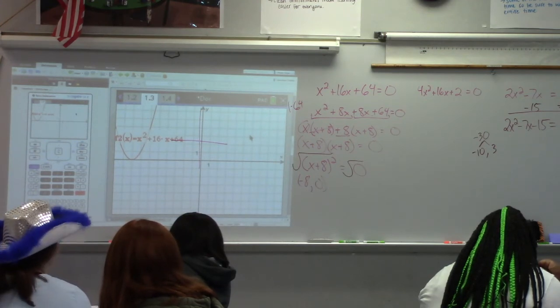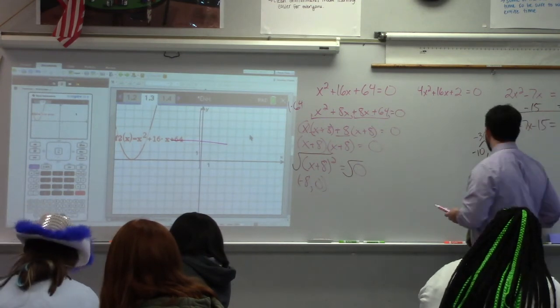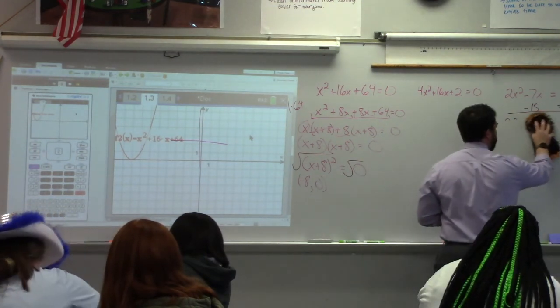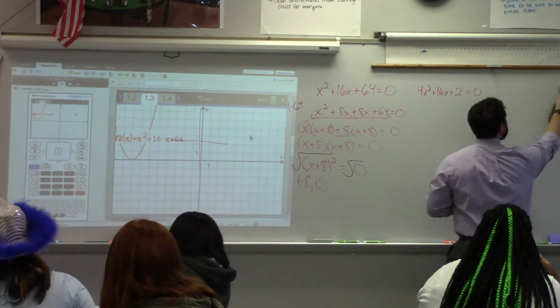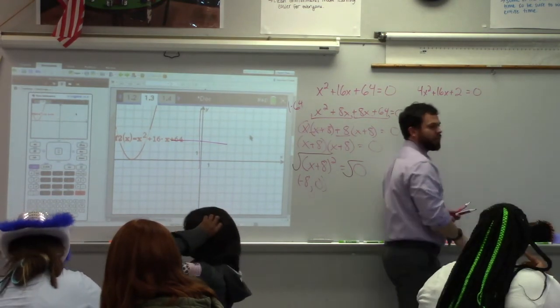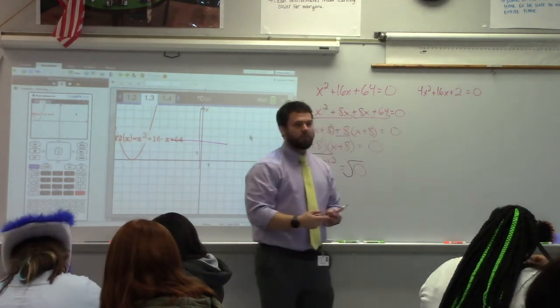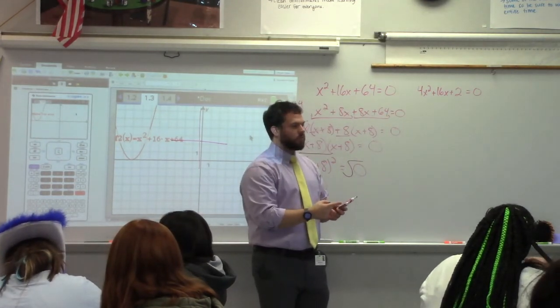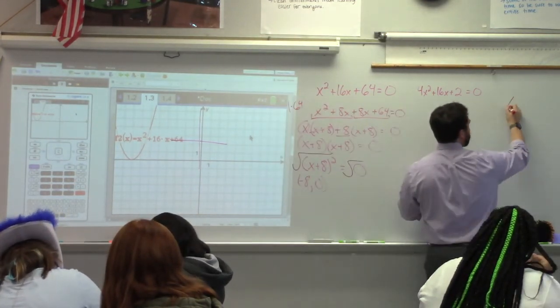Questions, comments, concerns through that one? Okay. Now if you did 4x squared plus 16x plus 2, and I know group 3 did, I think other groups did as well, but rational or irrational? What did y'all get at the end of this? X equals what?